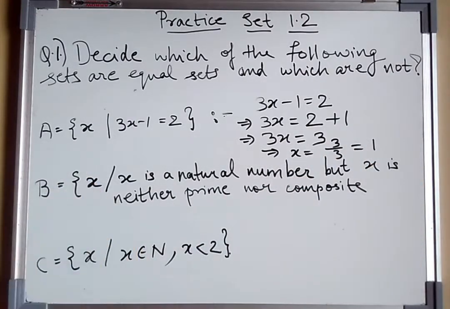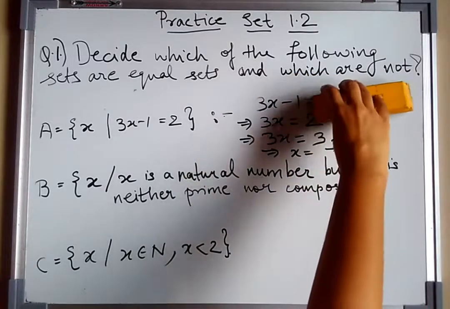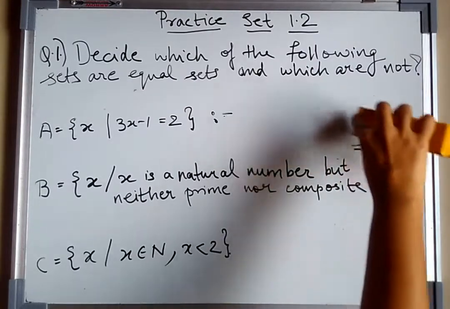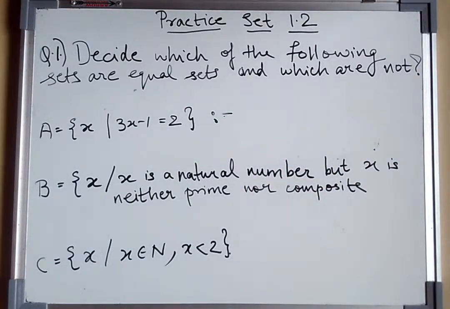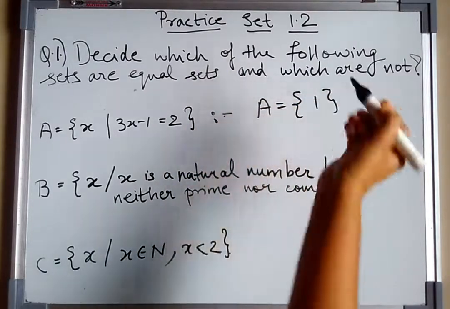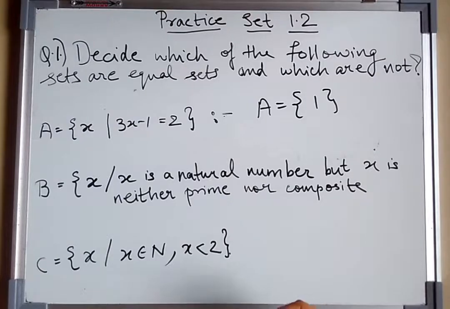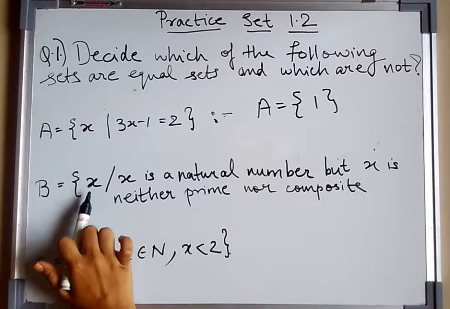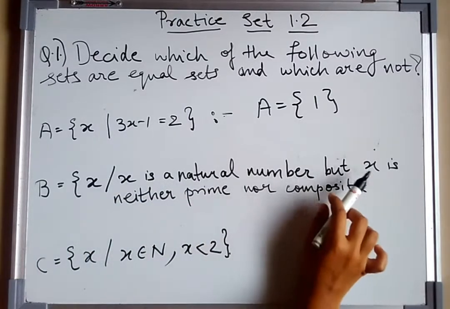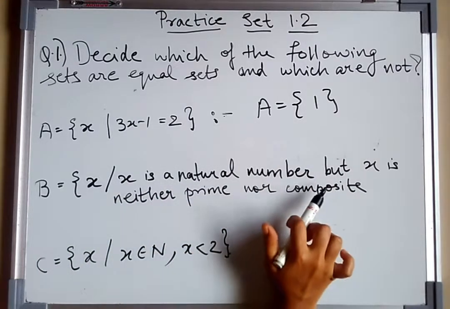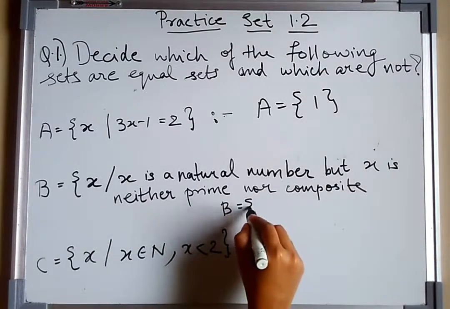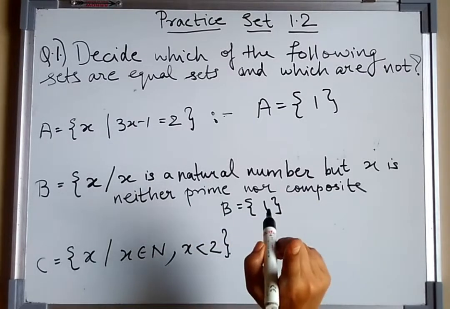So the value for x is 1. So my A will look like {1}. Now let's see what set B is. Set B says it contains x such that x is a natural number but x is neither prime nor composite. Which is that number which is neither prime nor composite? Only one such number exists and it is 1.